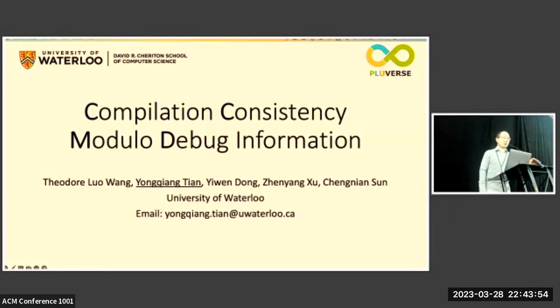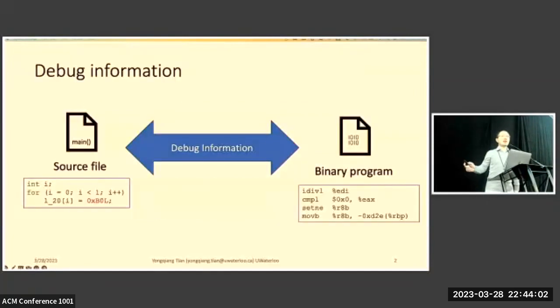Hi, everyone. I'm Yongqiang from the University of Waterloo. It's my pleasure to present our work, Compilation Consistency Modulo Debug Information. So let's start. Debug information is a key component in software debugging. Specifically, it describes the relationship between source code and binary programs. Using debug information, we can easily know which line of source code maps to which binary instructions.